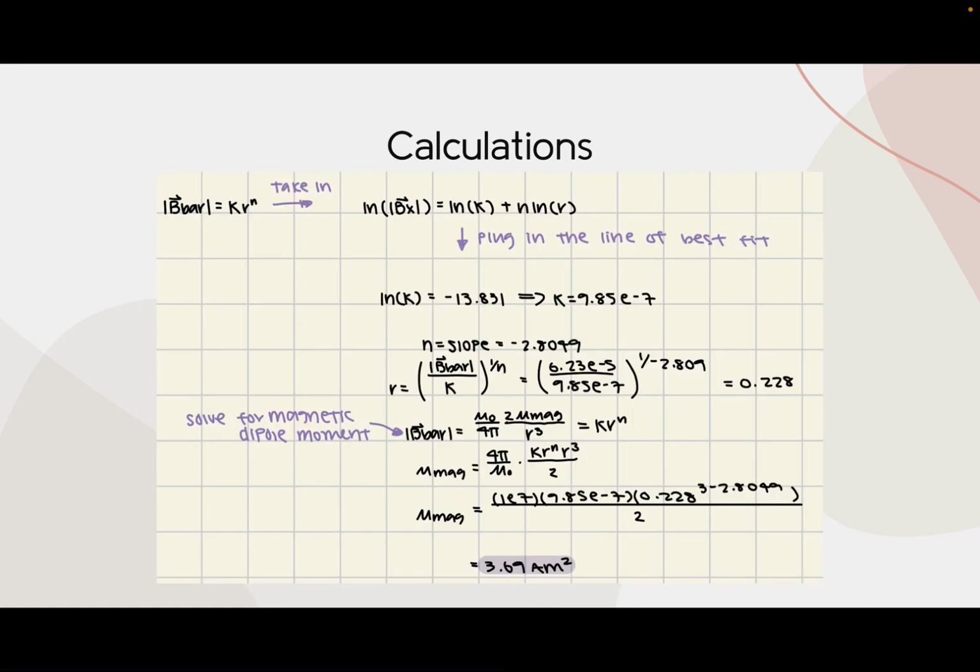This is how we calculated the magnetic dipole moment. We took the ln of the B bar equals K R to the N formula, and then plugged it into the line of best fit to solve for N and K. After that, we set it equal to the magnetic dipole moment formula, mu naught over 4 pi equals 2 mu mag divided by R cubed. Then we solved for mu mag, and for this one, we got 3.69.